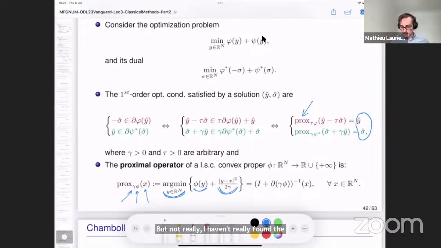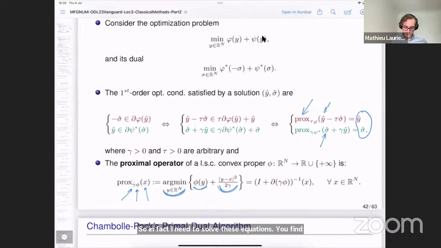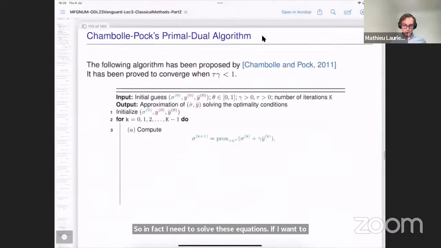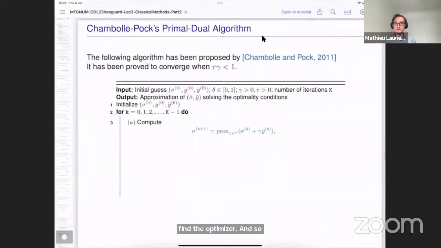Why? Because in fact, these are equations, because y hat also appears on the left and sigma hat also appears on the left here. So in fact, I need to solve these equations if I want to find the optimizer. And there are different methods to do that, but the one proposed by Chambolle and Pock is the following. And there is a proof of convergence, at least when tau and gamma are strictly smaller than 1. I mean, the product is smaller than 1.